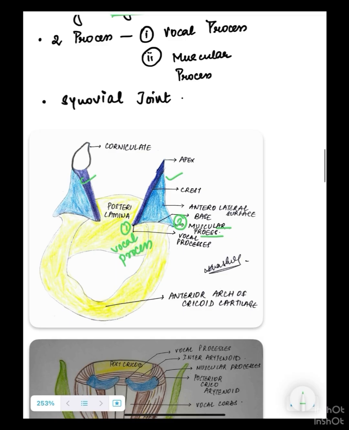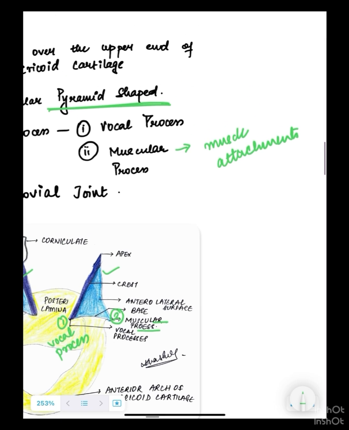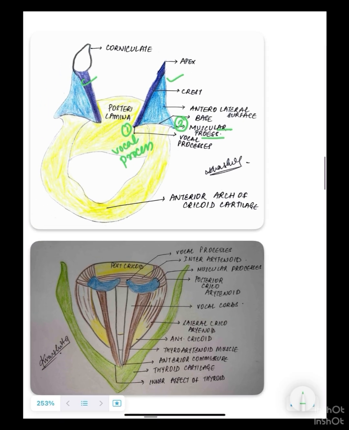You need not use more brain cells over this. Muscular process because muscle attachments are there over here. We'll see in the diagram what the muscle attachments are. And vocal process is quite evident because the vocalis muscle is attached over here. So you need not use your brain cells on why it is given as vocal process or muscular process. And you can see it is articulating with the cricoid, this is the anterior portion of the cricoid and this is the posterior portion of the cricoid, and it is articulating with the cricoid nicely via a synovial joint.